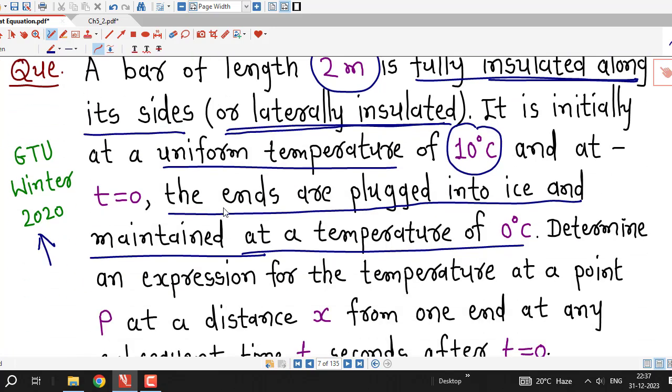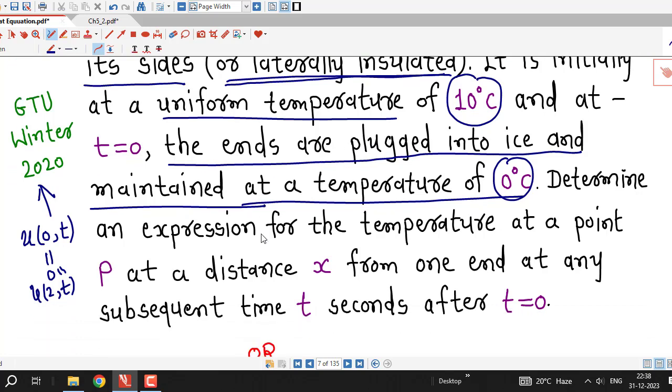And at t equal to 0, the ends are plugged into ice and maintained at a temperature of 0 degree Celsius. This means the temperature at both the ends is 0. u(0,t) equal to 0 and u(2,t) is also equal to 0. It is given that the ends are plugged into ice and maintained at a temperature of 0 degree Celsius.